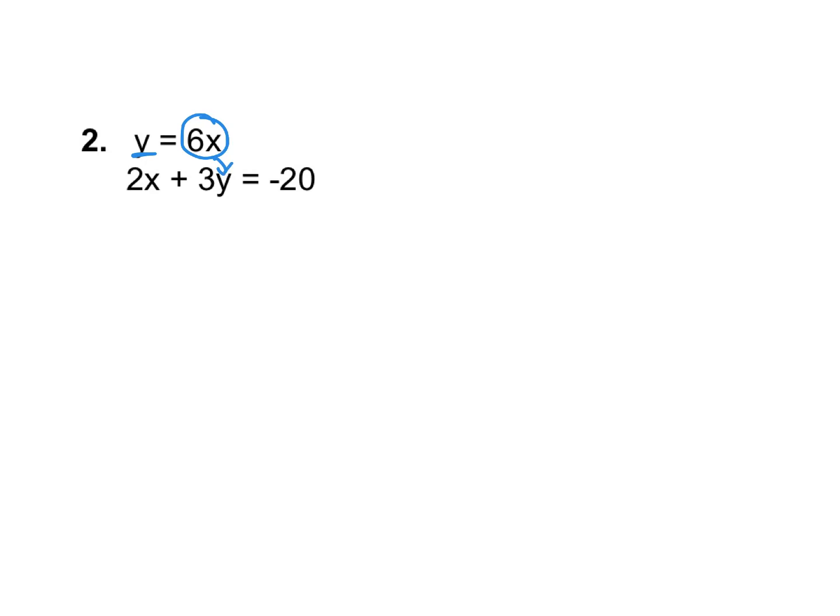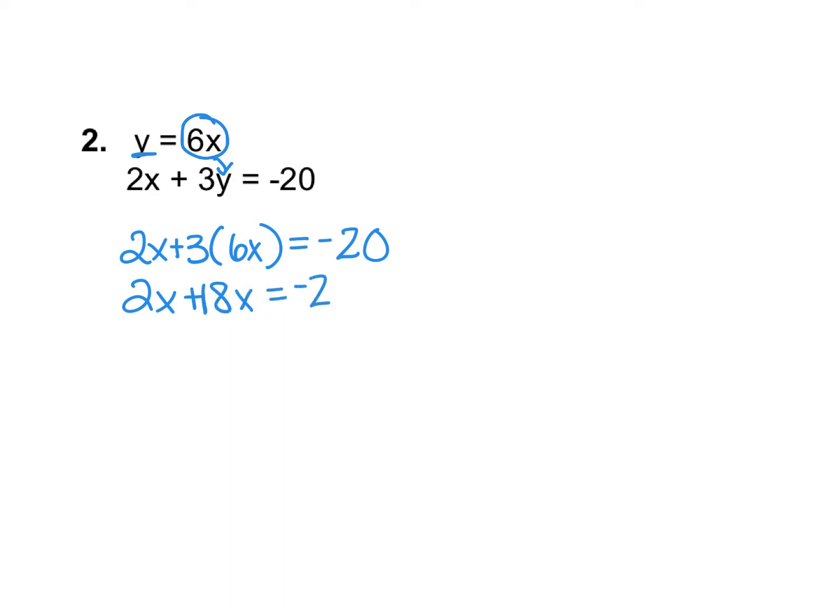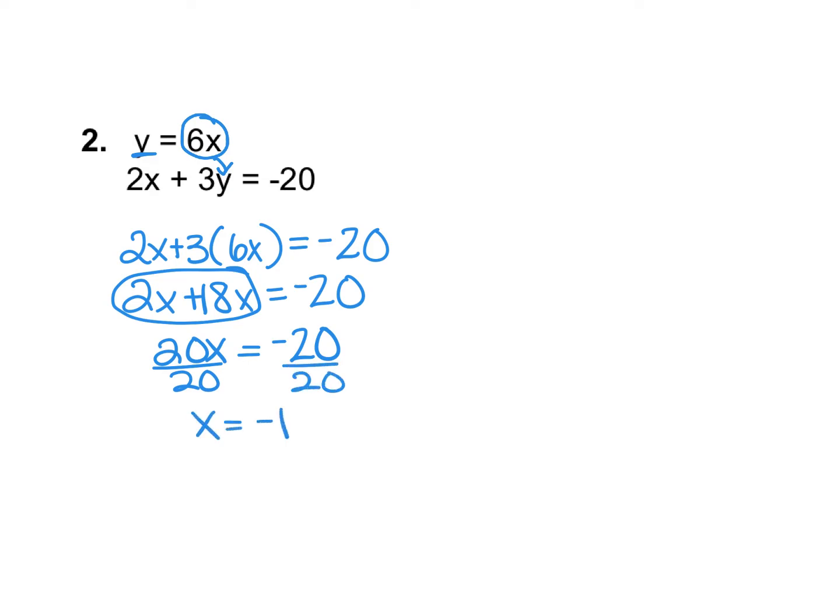So I'm going to rewrite my equation. I've got the 2x plus 3, and now y is 6x, so I'm going to replace that y with 6x, and it's still equal to negative 20. Now we have to simplify and solve for x. So I've got 2x plus 18x is equal to negative 20. Now I can combine like terms, so I have 20x is equal to negative 20. Then we divide by 20, and x is equal to negative 1.